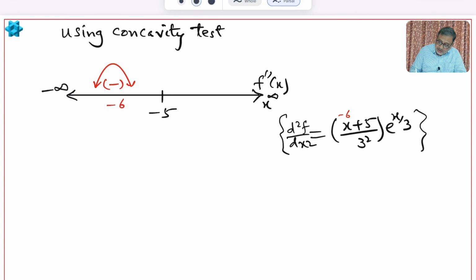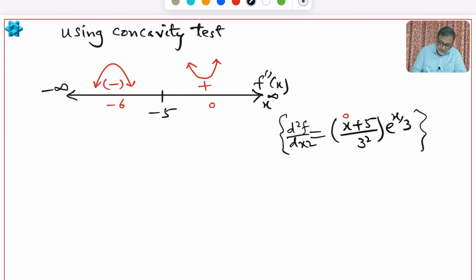And second time we can put 0 on the right side. When we put 0, it will be positive 5 over 3 square, so positive. Positive means it is concave up, right? So therefore the concavity changes from concave down to concave up, right?